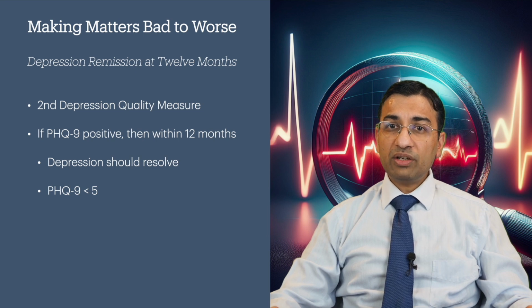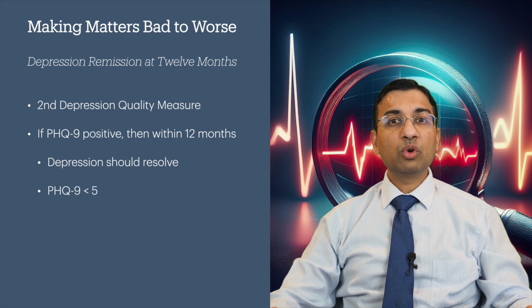This second quality metric measures how many people who scored positive on the initial depression screening were adequately treated, and now their PHQ-9 score has returned to normal. That is, the PHQ-9 score is now less than 5 within 12 months of being diagnosed with depression.